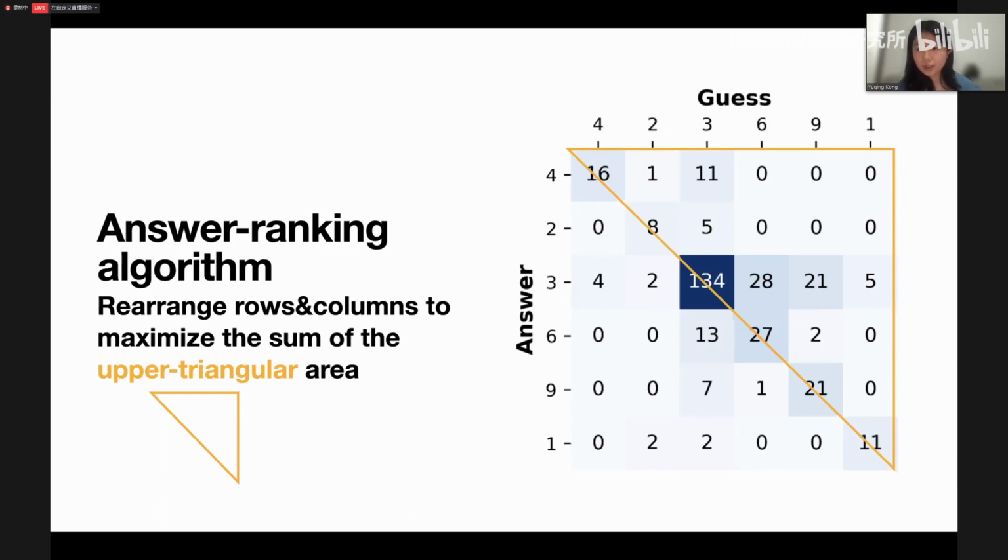And this is the resulting version for that math problem. We can see that although the answer 4 is only supported by 16 people, it is the top ranking answer in our algorithm, because among the 16 people, 11 know that other people can answer 3. But among the 134 students who answered 3, only 4 of them predict that other people answer 4. So this is why we put 4 as the top ranking answer. It also gives the hierarchy among all the answers, which is 4, 2, 3, 6, 9, and 1. And 4 is the correct answer.